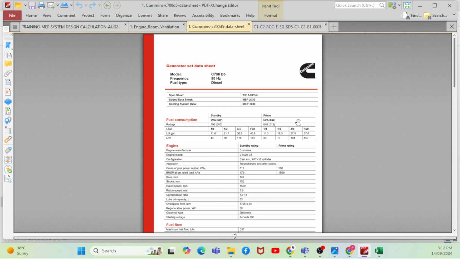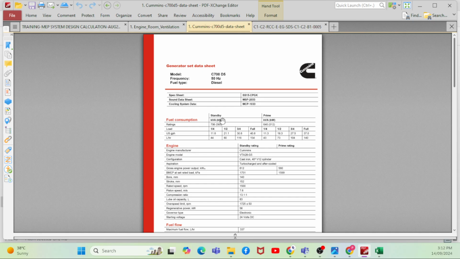Now you can see the rating. This is the rating they have calculated based on the electrical people's requirement, based on the project requirement. Say, for example, if you require 565 kilowatt for the particular project, this is the generator you are going to select, right?